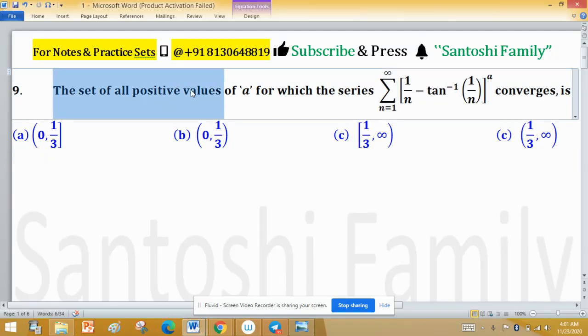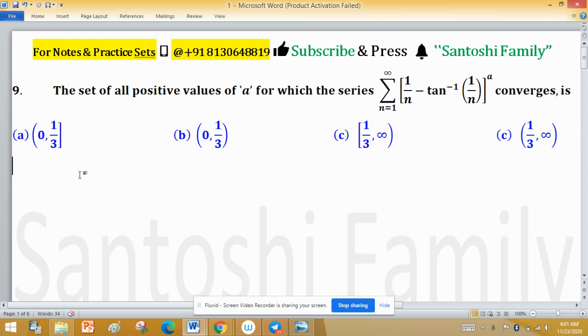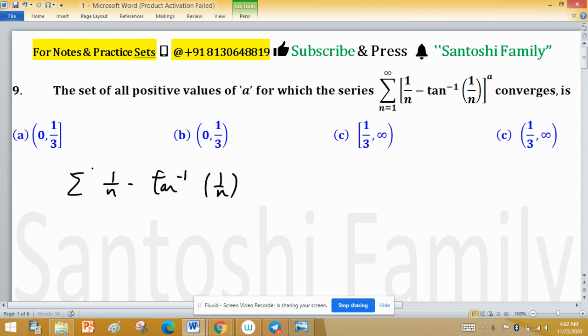The set of all positive values of A for which the series summation 1 upon n minus tan inverse 1 upon n raised to the power A converges. Four options are given with this problem, and we have to find the positive values of A only. Now this is a power series, and the nth term of this series is given by this expression, with the summation running from 1 to infinity.